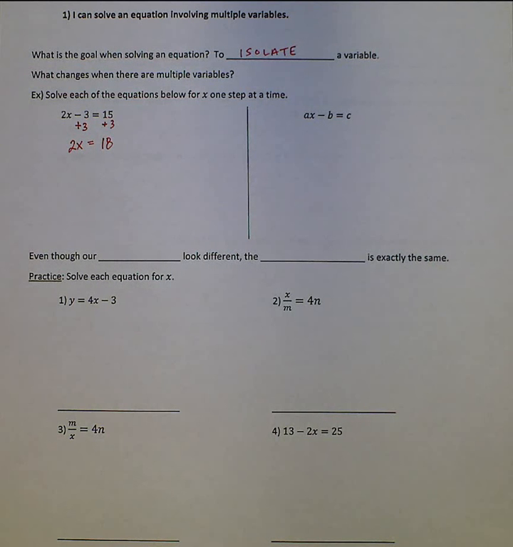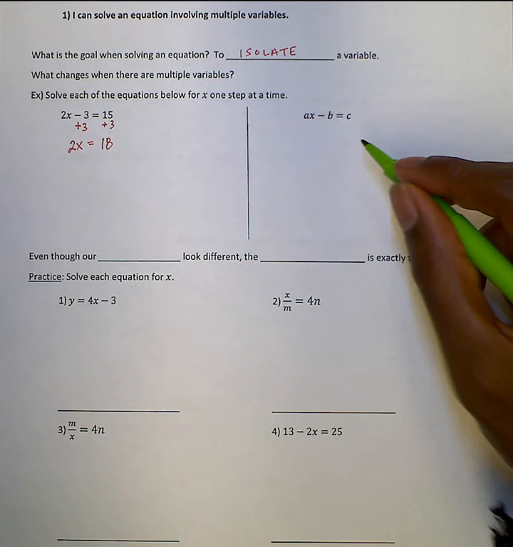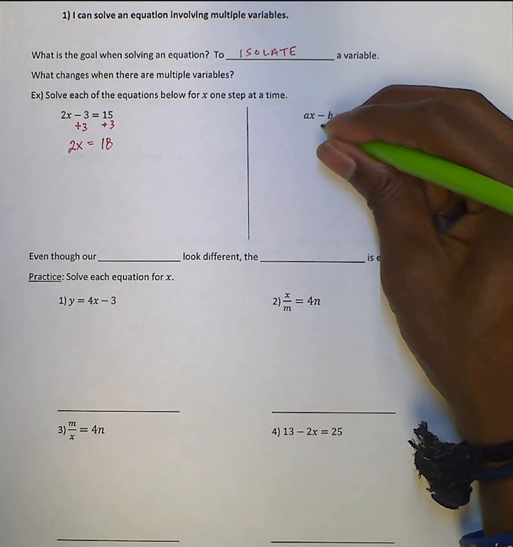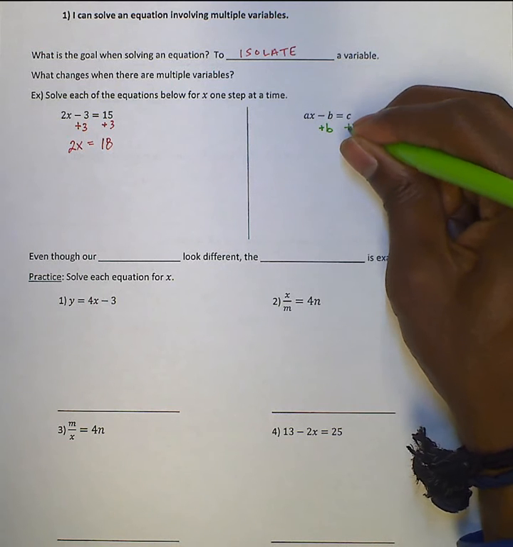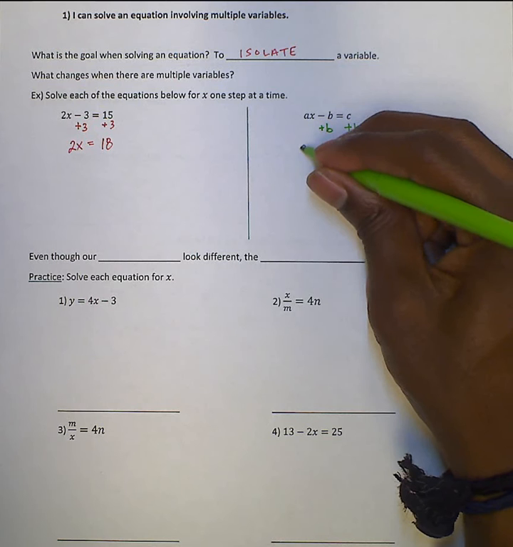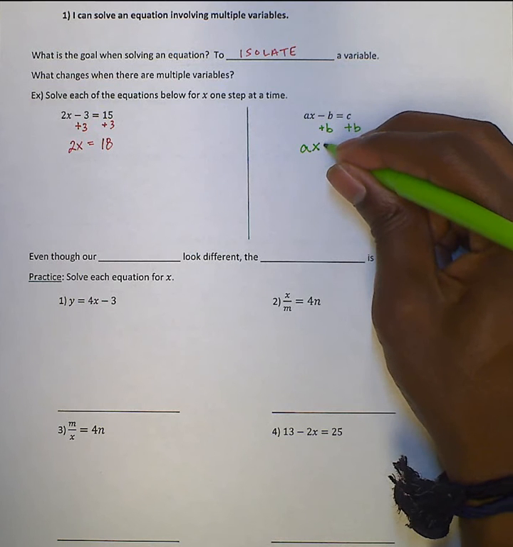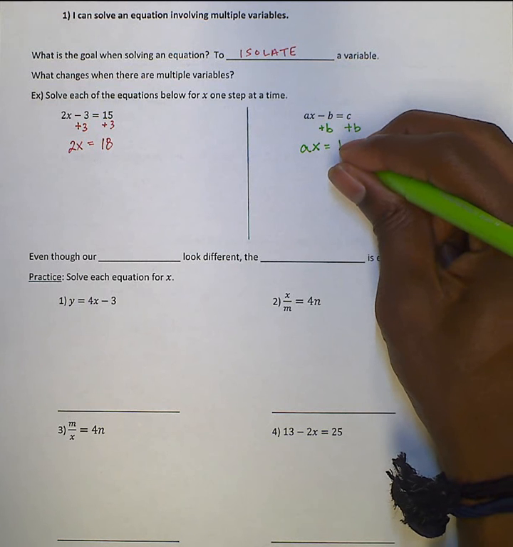We have ax minus b equals c. Again, we're trying to get x by itself, and we're going to ask what's stopping it from being by itself. In this case, it's a and b. So we're going to get rid of the b first. B is subtracting, and so to get rid of it, we're going to add b. So when we add b to both sides, on our left side we still have ax. On our right side now we have, I'll just write it as b plus c.